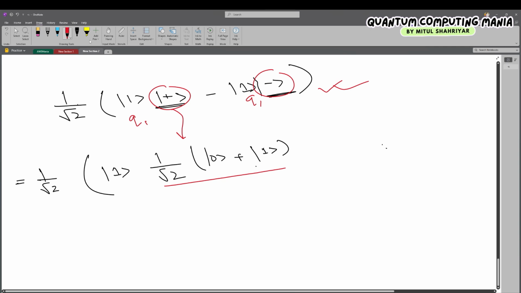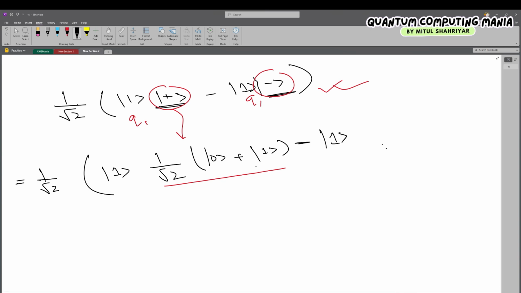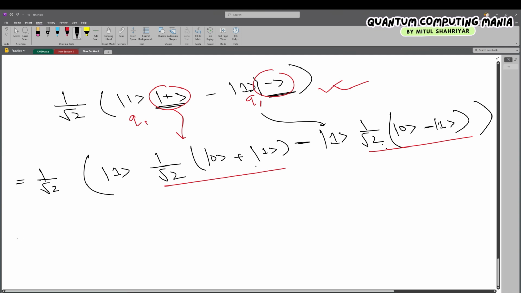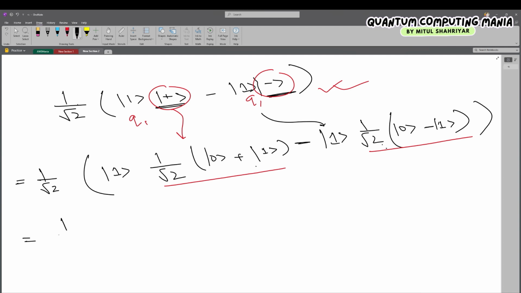Great. Now we go for this one, and we just write our first qubit 1, no problem here, and then we break it down, this one 1 by root 2, and we have 0, and we have minus here. We will have minus, this is the rule. And so we have broken it down, no problem with that whatsoever. So now we just have to multiply and so on. If we just multiply, we get this one.